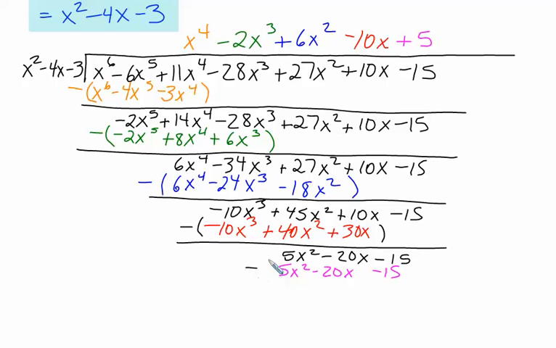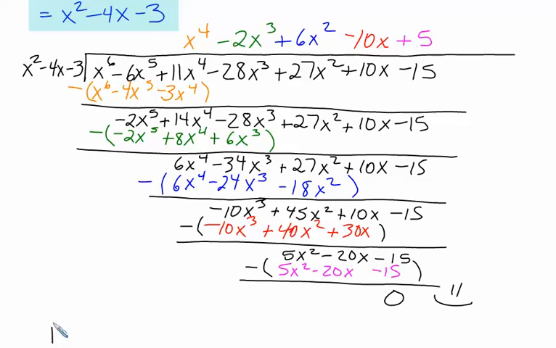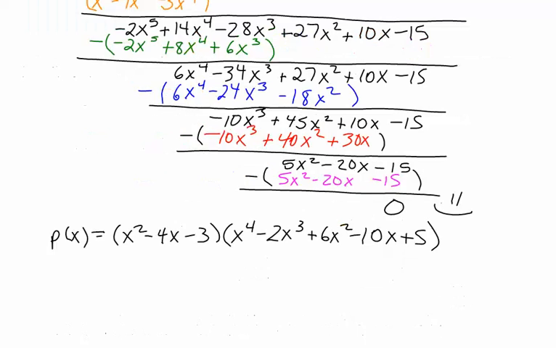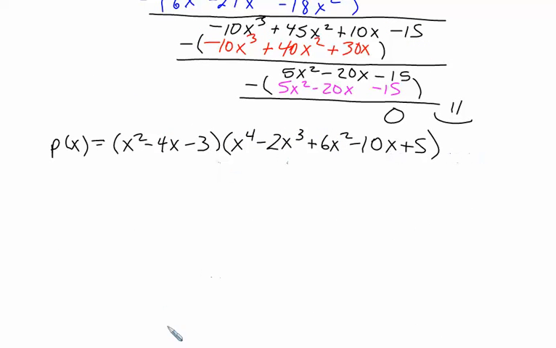We subtract those two things, and notice 5 minus 5 is 0. Negative 20 minus a negative 20 is 0. Negative 15 minus a negative 15 is 0. That remainder should turn out to be 0. So at this point, we have that our polynomial p of x turns into x squared minus 4x minus 3 times x to the fourth minus 2x cubed plus 6x squared minus 10x plus 5. At this point, we need to continue with our quartic polynomial there.